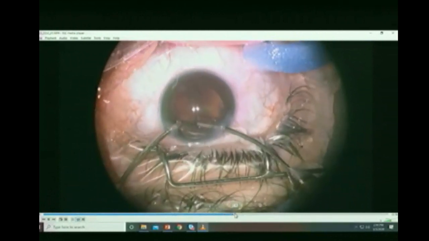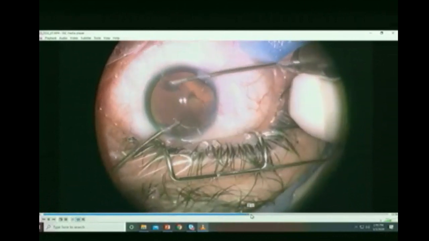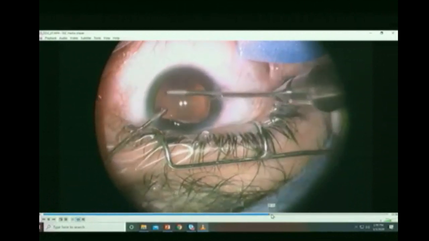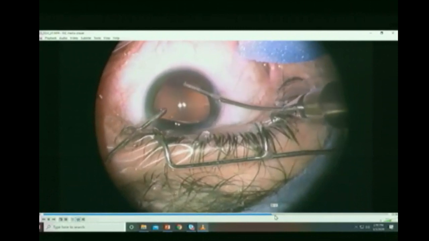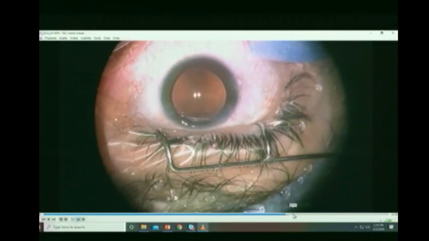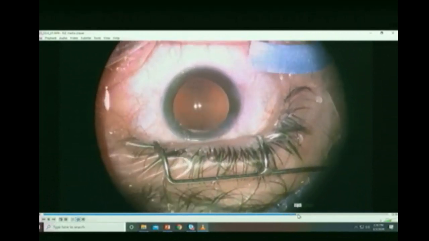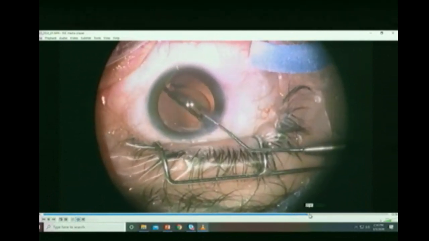When you finish everything, eat all the cortex, clean everywhere, and polish the posterior capsule to be bright and clean. Nothing left inside. Then bright capsule from all the sides. And then after that you put the IOL. As I said, it's an easy issue now.